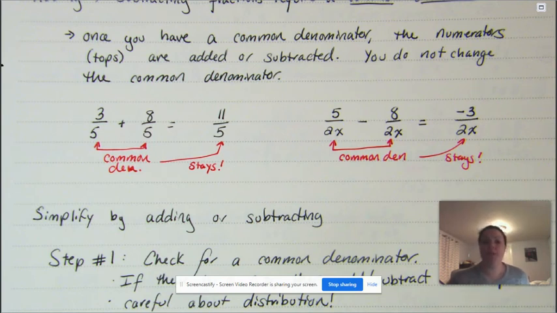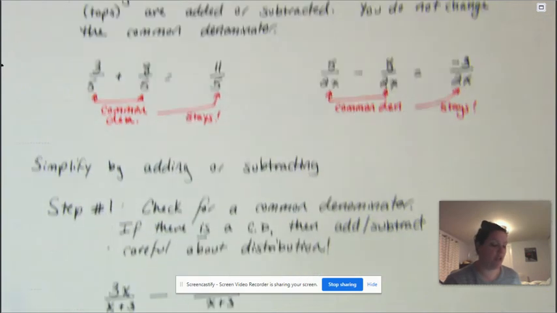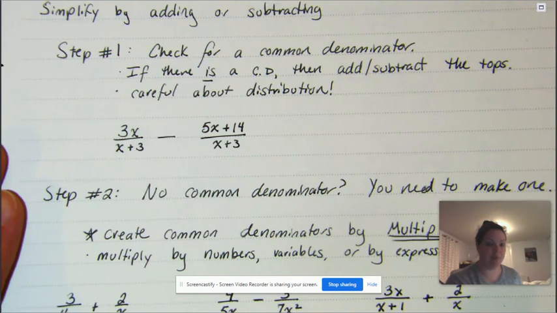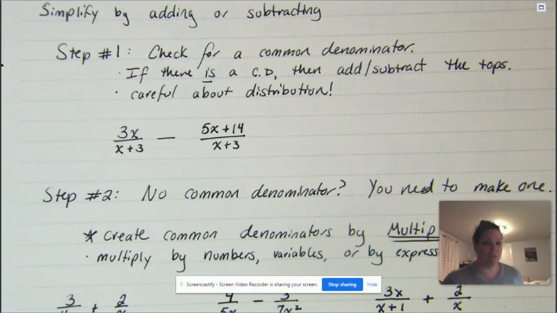Okay, so here's the main thing: simplifying by adding or subtracting. The first step that you're going to do is to identify if you've got a common denominator already. Okay, if there is a common denominator, then all you need to do is some adding and subtracting. The thing to watch out for is any distribution. When you subtract the second fraction, you subtract the entire numerator.